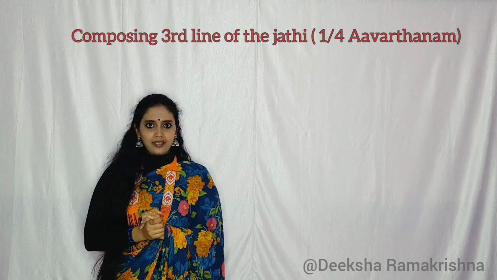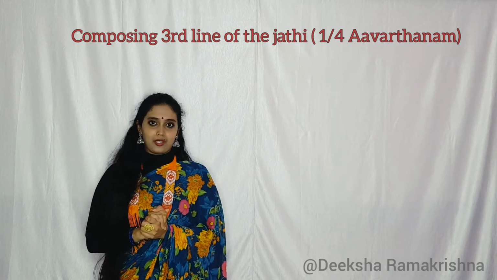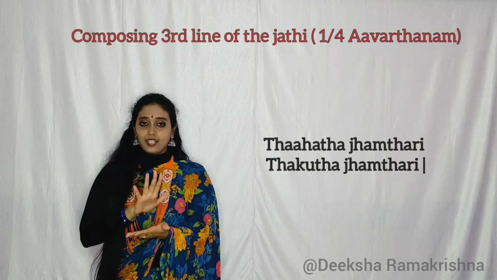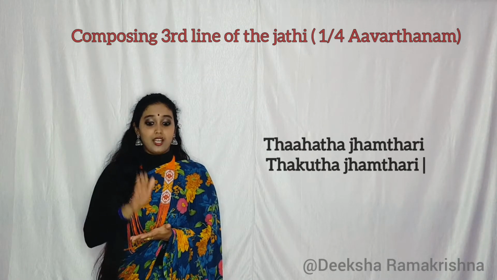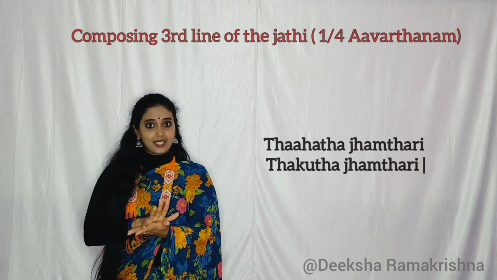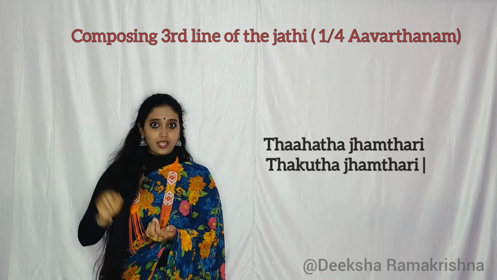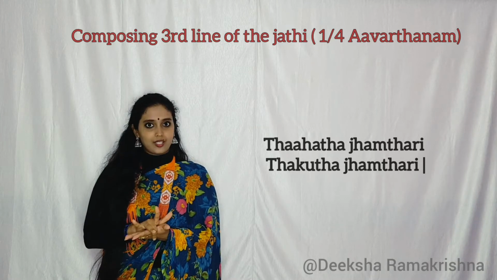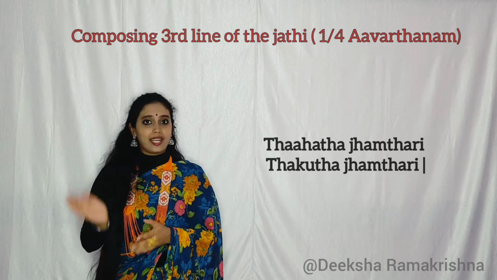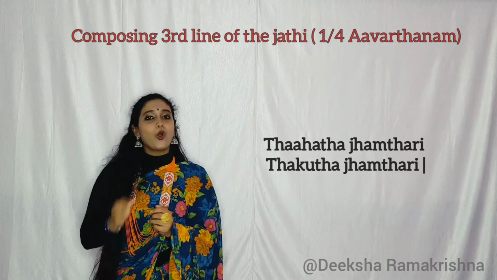Coming to the third line, I would like to keep it 1/4 of the entire avartanam. That is ta hata jham tari ta kuta jham tari. It is 1/4 of the avartana. Ta hata jham tari is 1/4 of the actual avartana. To repeat it on the left side also, ta kuta jham tari. This is how we do it. So we cover both right left and right left for all three lines.